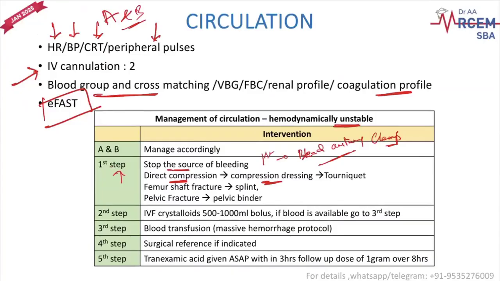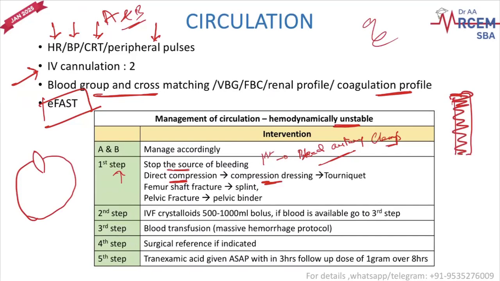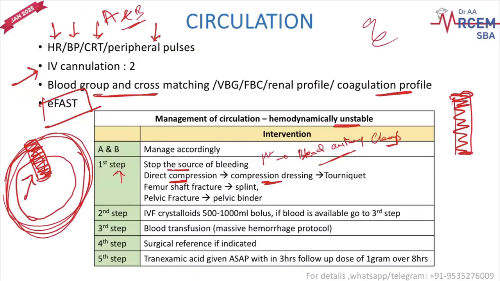What is compression dressing? We will imagine this as a wound and this is the limb that you have. Take a roller gauze, roll it up, make it as hard as possible. Place the roller gauze over the wound. Then open another roller gauze and roll it across it. In this manner, the maximum pressure will be over the wound. This is known as compression dressing or a pressure dressing.